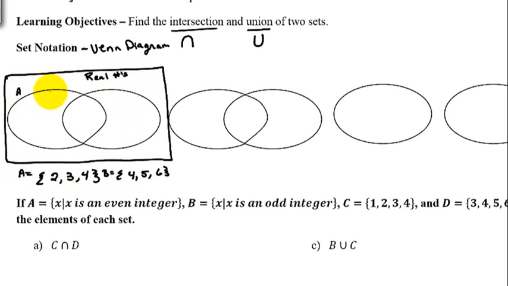And this first oval is going to represent our set A, and the second oval is going to represent B, 4, 5, 6. So we have 2 and 3 in A, and we have 5 and 6 in B, but 4 is common to both of them, so we would put that in the intersection. So this middle section is what we call our intersection, and we use an upside down U to denote that.